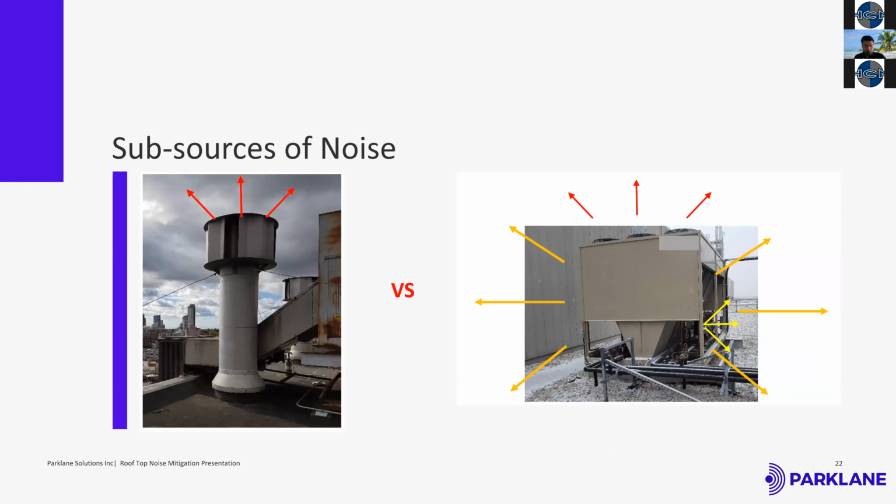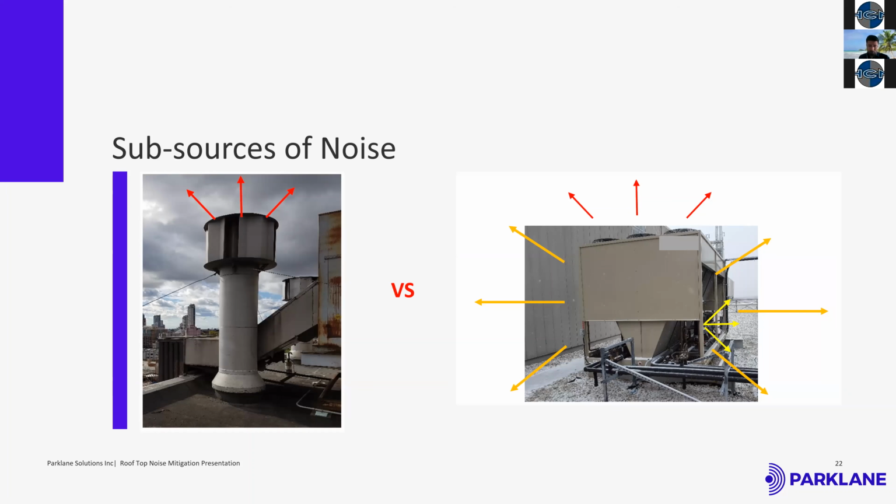Now, I know we talked about this before. One equipment could have multiple noise sources. In the case of an exhaust stack, you would just consider this as a point source and then mitigate it as such, because it's the same noise that's coming out through a different direction. Whereas in this case, a rooftop unit has multiple sources of noise.